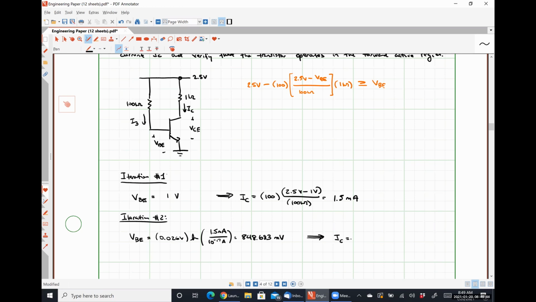So that would be my new value for X. And I'm doing the same thing, 100 times 2.5 minus now 848.683 millivolts over 100K, which gives me 1.651 milliamps. Let's look at iteration number 3.